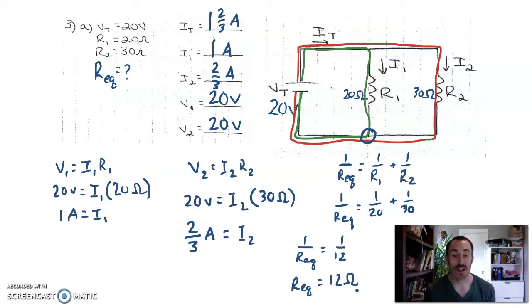Now, to make sure that that's true, that needs to be smaller than any of the individual branch resistances. And so R1 has a resistance of 20 ohms, R2 has a resistance of 30 ohms. 12 is smaller than both of those, so it fits at least that criteria.